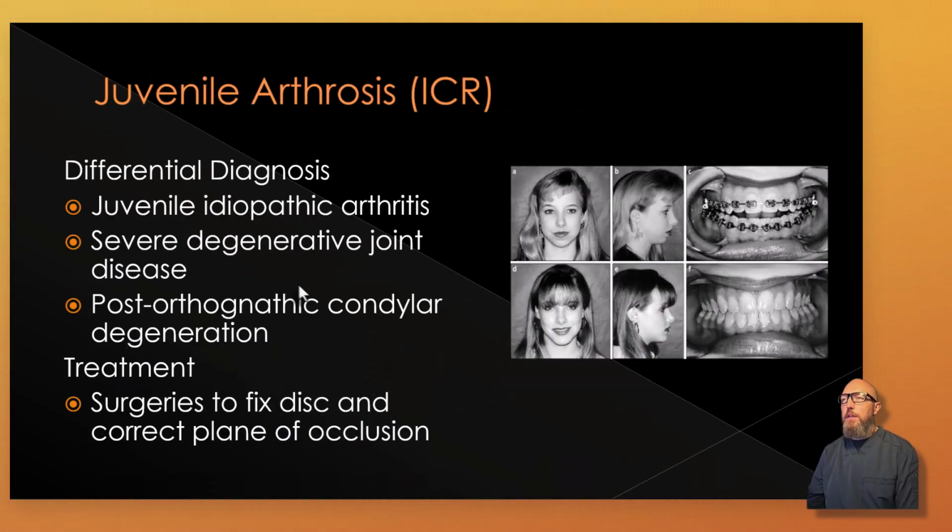Of course, you've also got to consider whether it's just juvenile idiopathic osteosclerosis. Typically happens younger, and that can happen in males or females. Or if they're a little older, maybe it is just a form of severe degenerative joint disease. And this is pretty severe, so in a lot of cases, it will require surgery to correct.